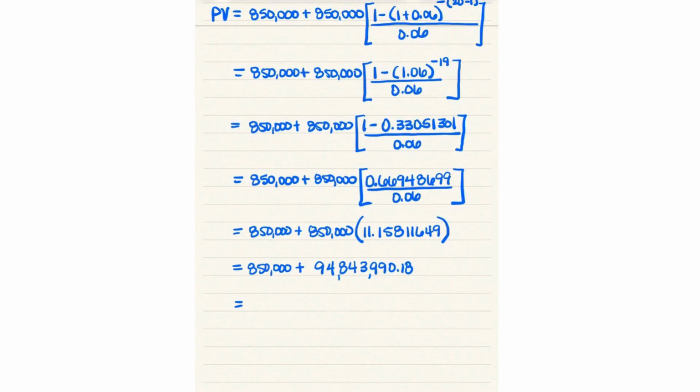Let me leave that so you can see the whole thing. Go ahead and add these two together, and when you add those two together, you get 10,334,399.02. So that would be the present value, or the cash value.